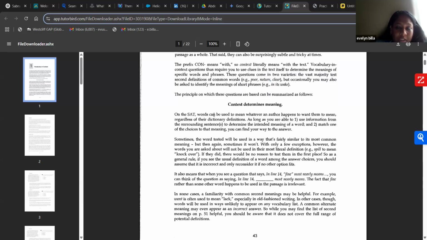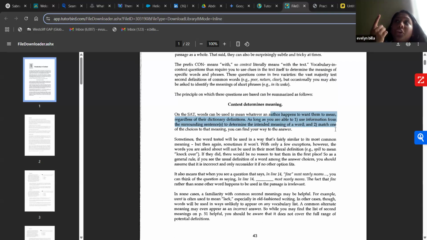Context determines meaning. On the SAT, words can be used to mean whatever an author happens to want them to mean, regardless of the dictionary definition. So please keep in mind, the dictionary may say one meaning, but the author, when writing the passage, may definitely mean the opposite of what the dictionary is telling. So it's not exactly what the dictionary says.